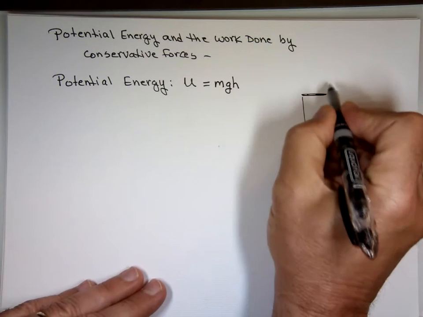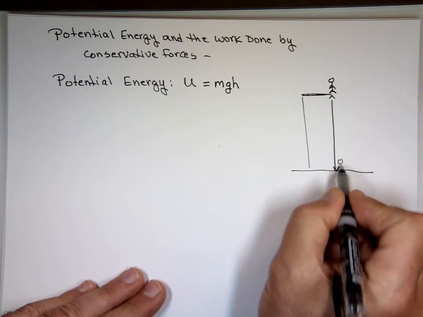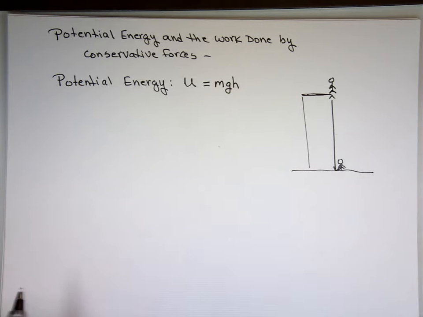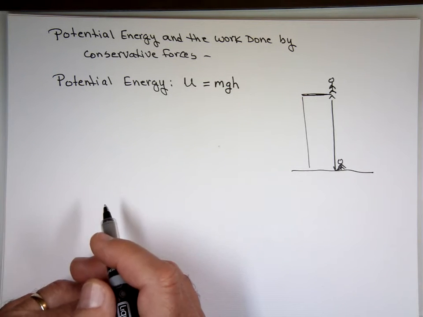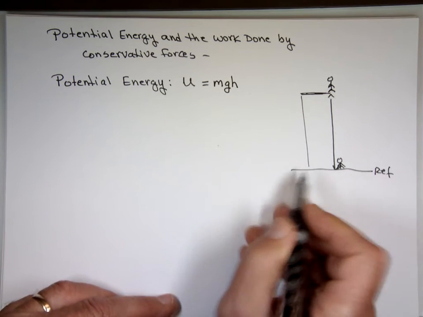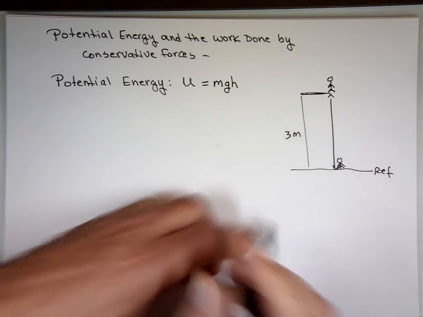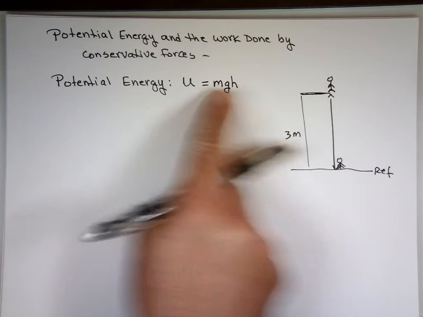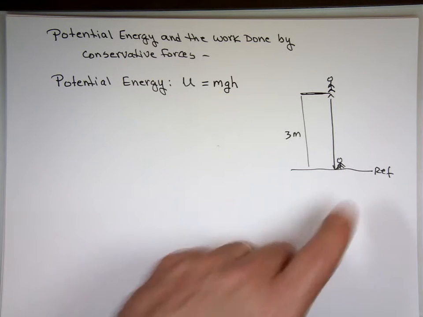So if somebody is standing on a diving board here and jumps into the water right here, at the top you have more potential energy because your height is larger. If I use the water as the reference, and the diving board is 3 meters high, your potential energy is mass times gravity times 3. When you hit the water, your potential energy is 0 because the height is 0.